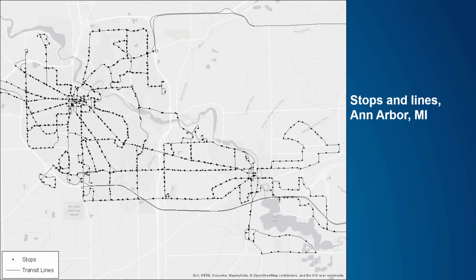First, let's start with some principles and best practices. The map here shows the transit stops and lines in Ann Arbor, Michigan. I'm just using Ann Arbor for this particular discussion instead of the Cincinnati tutorial data because it's a smaller town than Cincinnati and it's easier to see the details. We'll get back to Cincinnati for the demo later.